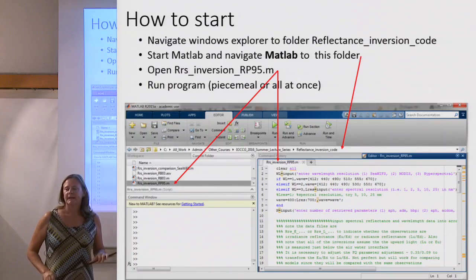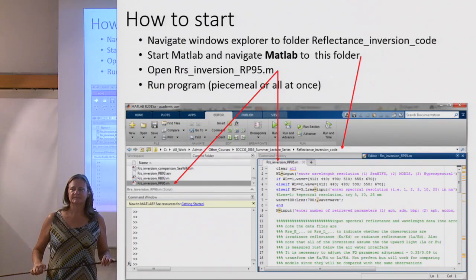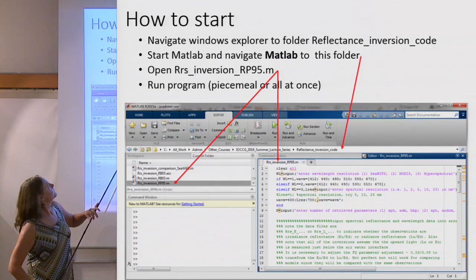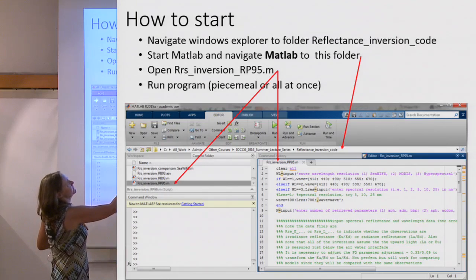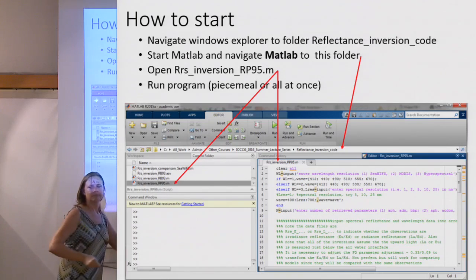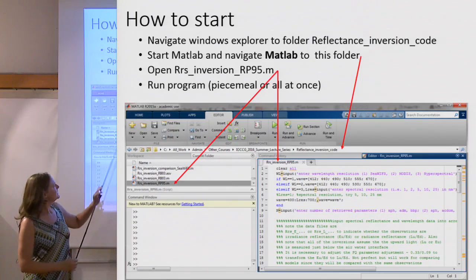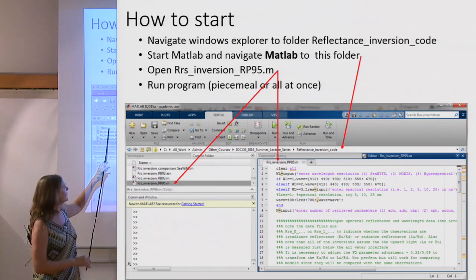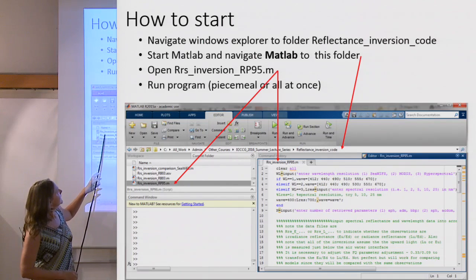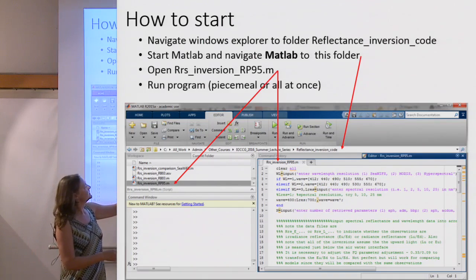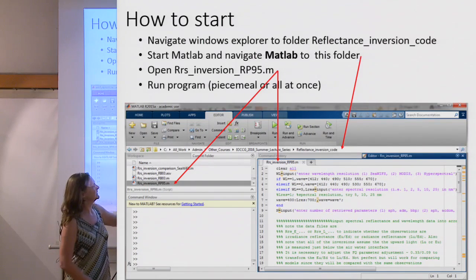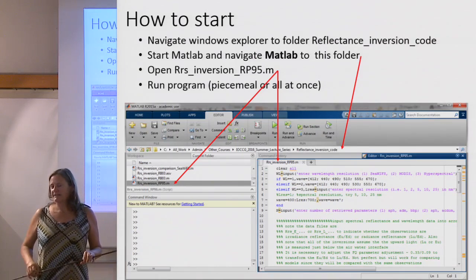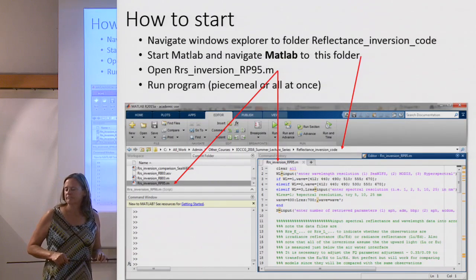Okay, so how to start? Open up MATLAB for everyone who's got it. Already open? Okay. And I would go ahead and navigate your Windows Explorer over to the reflectance inversion code folder. And then you need to navigate MATLAB over there as well. And then you'll see all of the files that are available. And the program I want you to open up is the reflectance inversion, and that's Resler-Perry 95, and it'll open up to this.